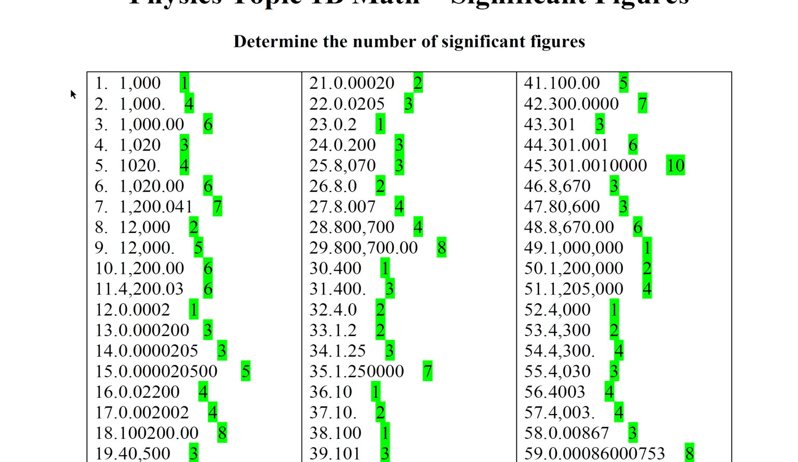Now for number 3, if you only had the number .00, you would only have 2 significant figures, which is a .00. But since we have 1000.00, it's 6 significant figures.